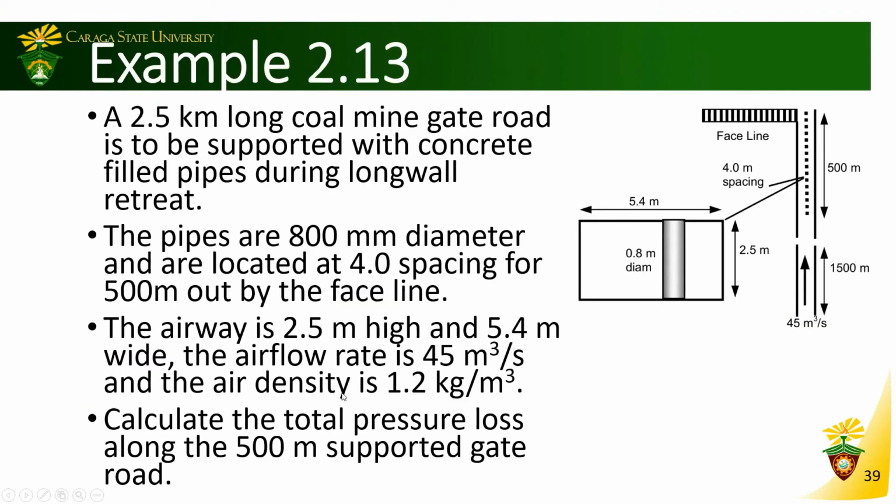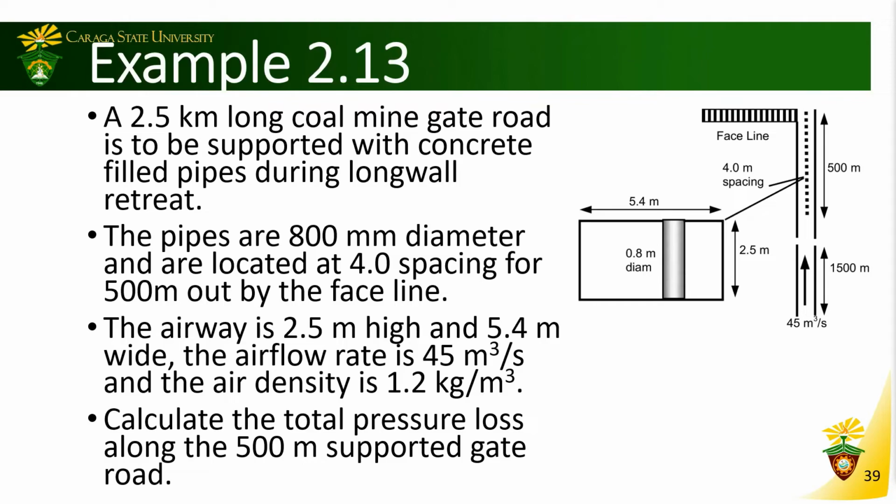Alright. So we have an example. A 2.5 kilometer long coal mine gate road is to be supported with concrete filled pipes during longwall retreat. The pipes are 800 millimeter diameter and are located at 4 meter spacing for 500 meters out by the phase line. The airway is 2.5 meters high and 5.4 meters wide. The airflow rate is 45 cubic meters per second and the air density is 1.2 kilogram per cubic meter. We are to calculate the total pressure loss along the 500 meter supported gate road.